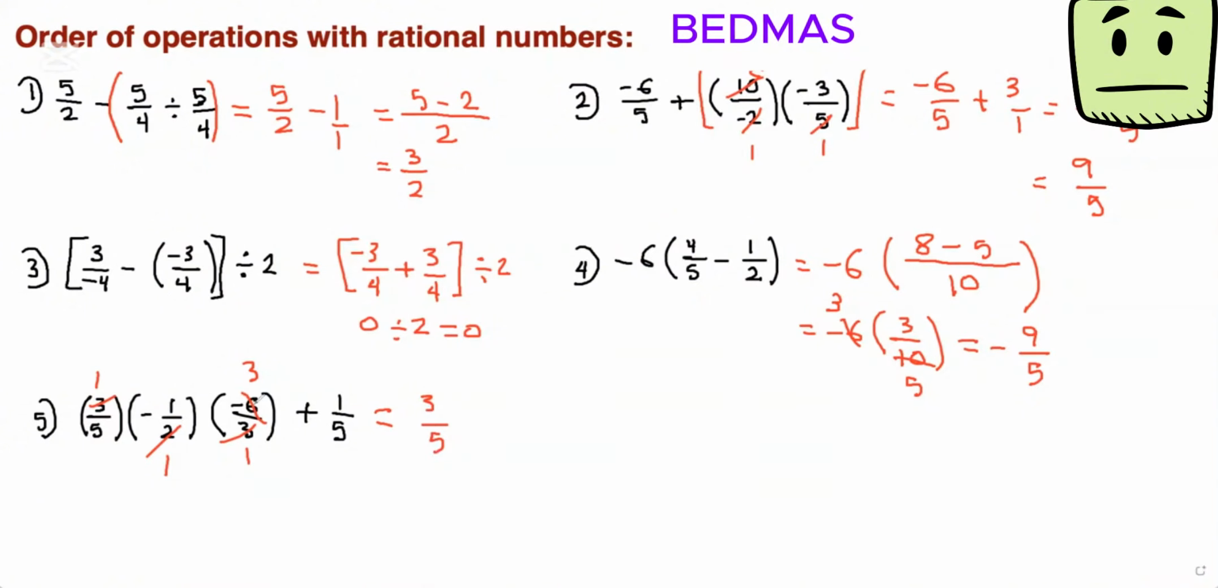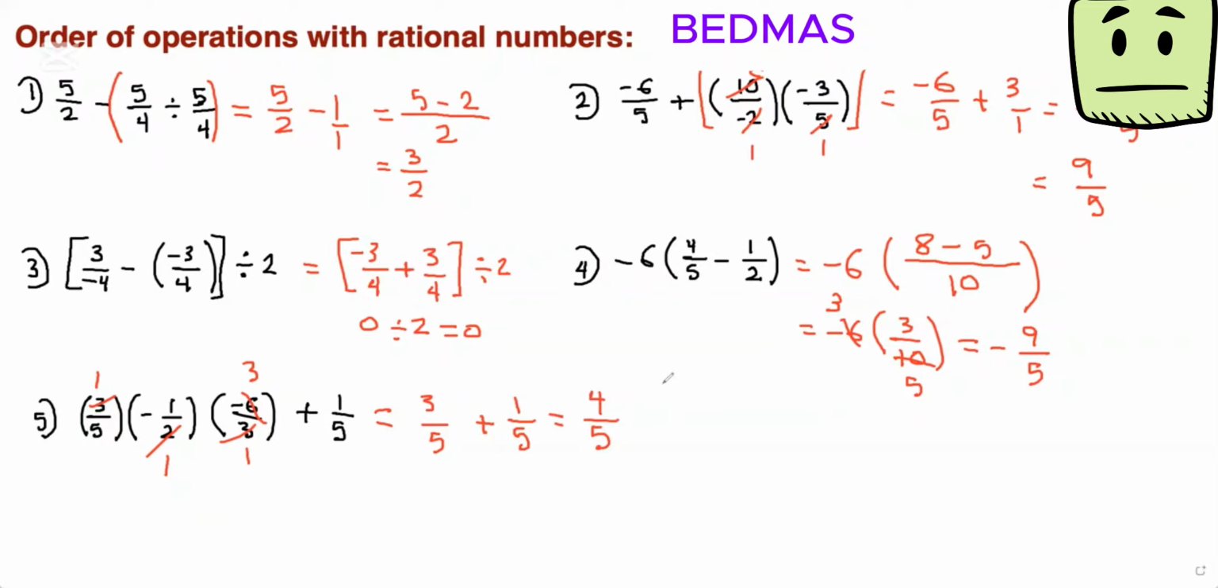Again, we said that when you multiply, if you have an even number of negatives in all 3 here, as you see, we have an even number because we have 2 negatives, so the answer is positive. And so it's 3 over 5 plus, we still have the 1 over 5 there, which gives me, we already have a common denominator, so just 4 over 5.